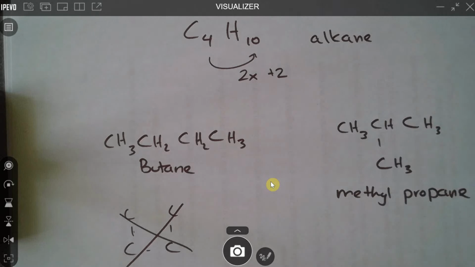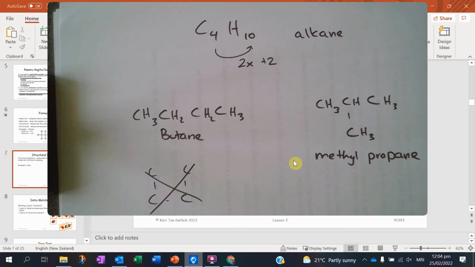When in doubt, name it, because you name it and you realize it has the same name as another compound you've drawn, so you know it's not an ester. Cool. All right. Moving on.